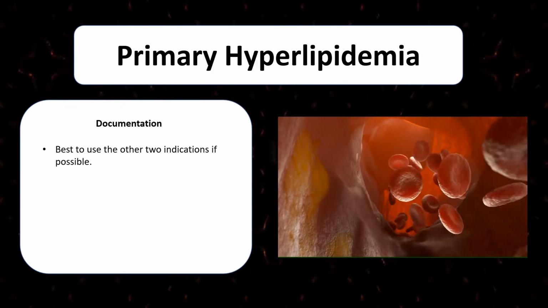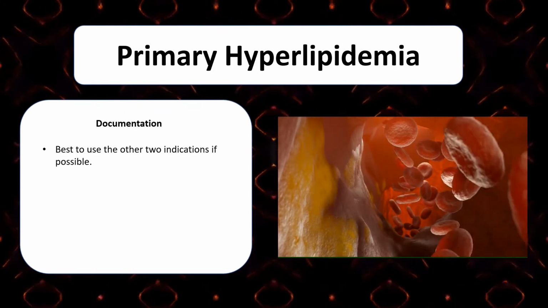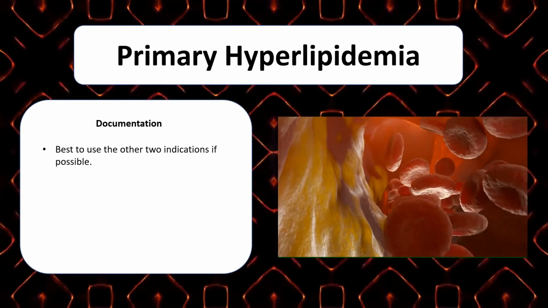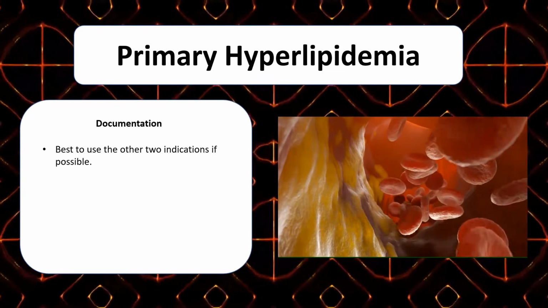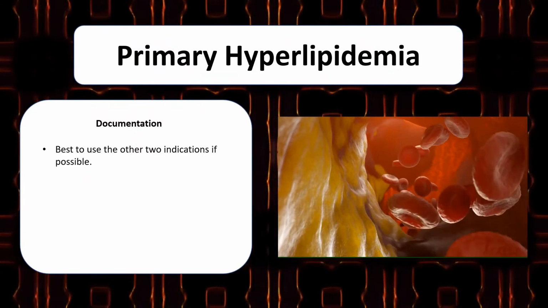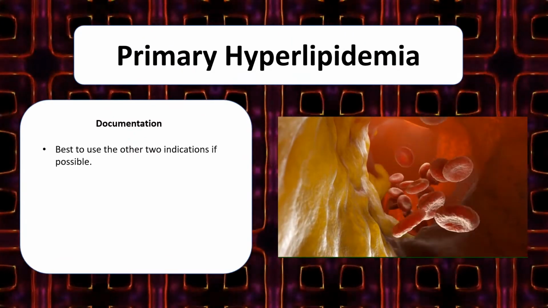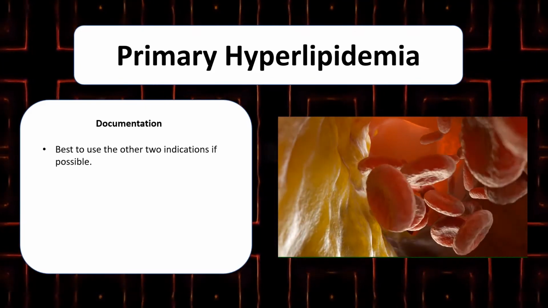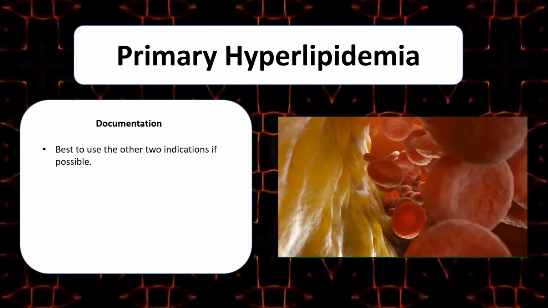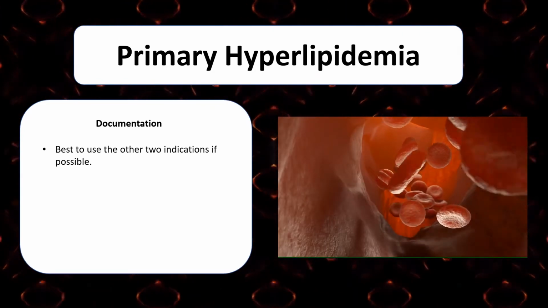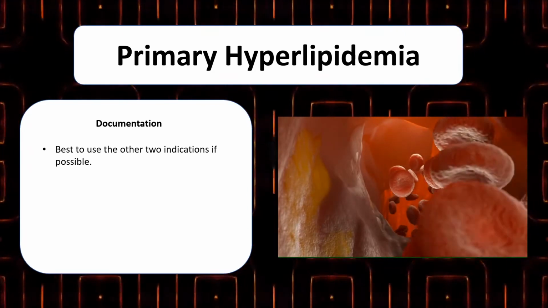Lastly, we have primary hyperlipidemia. I don't have too much to say about this indication aside from it's best not to use it if at all possible. If the patient meets either the FH criteria or the cardiovascular disease criteria, it's much better to use that. The problem is primary hyperlipidemia is not super well defined, and you can run into a lot of problems going with this indication.